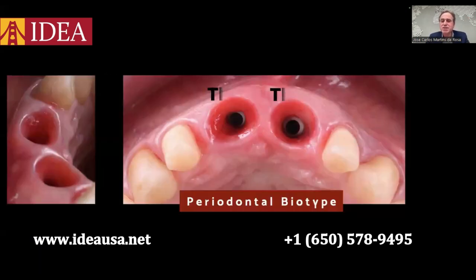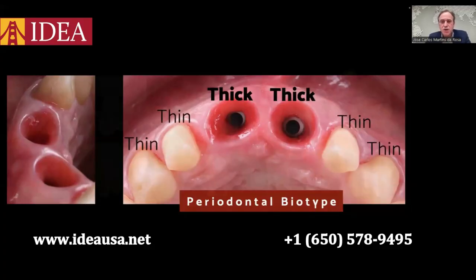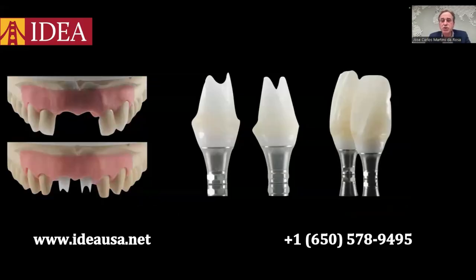In these 2 central incisors, we have a thick periodontal biotype. In the neighboring teeth, we have a thin periodontal biotype. So we deliver for this patient 4 porcelain restorations in the laterals and the canines, and 2 single crowns over 2 customized abutments over the implants.